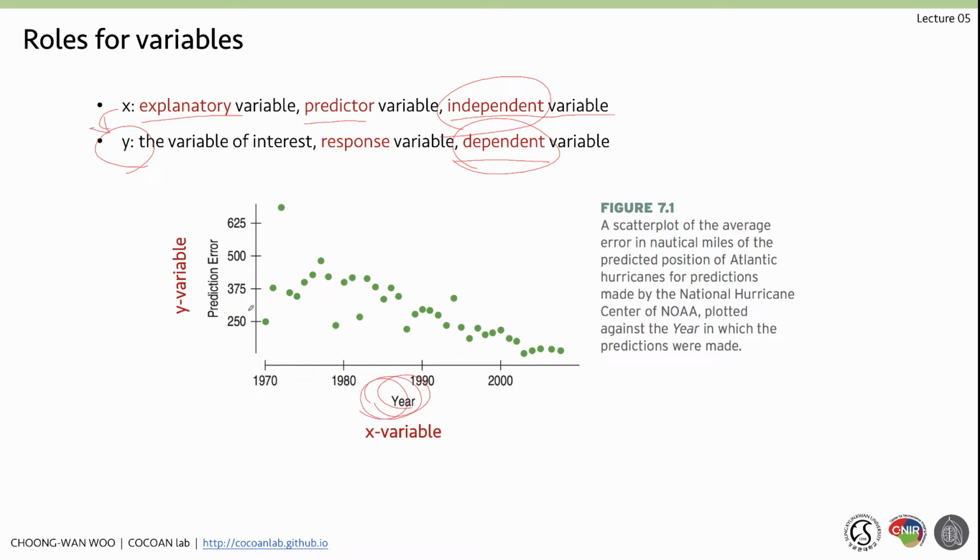In this example from the earlier slide, x is year and y is prediction error. So we want to know the pattern of prediction error. It's decreasing over time. Okay.